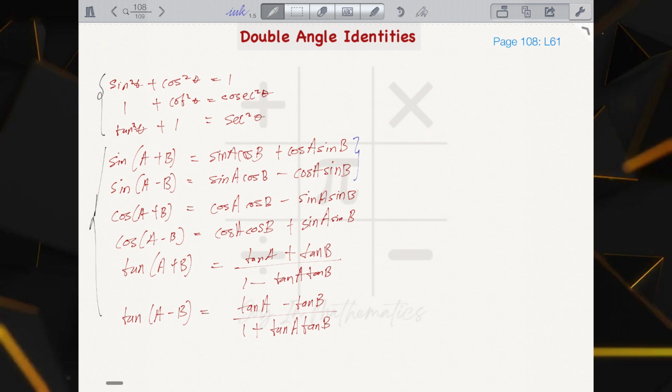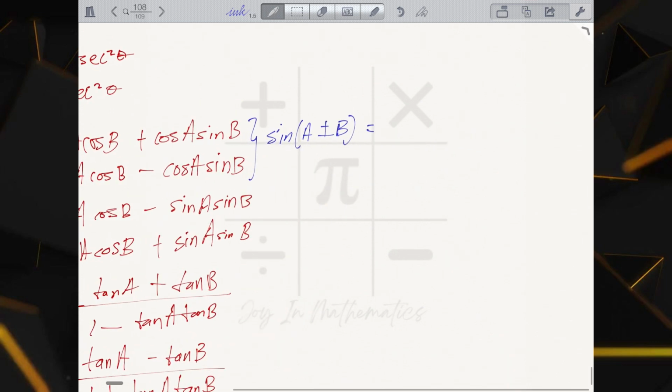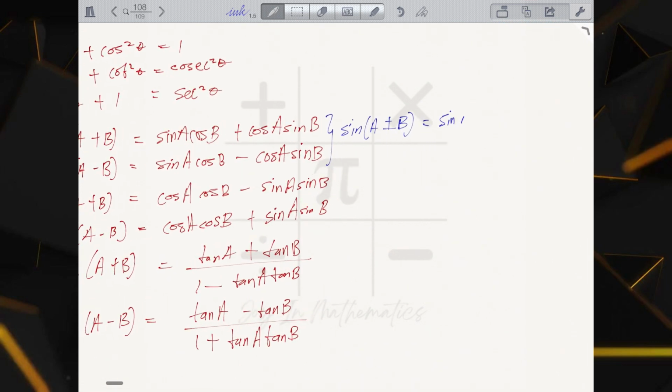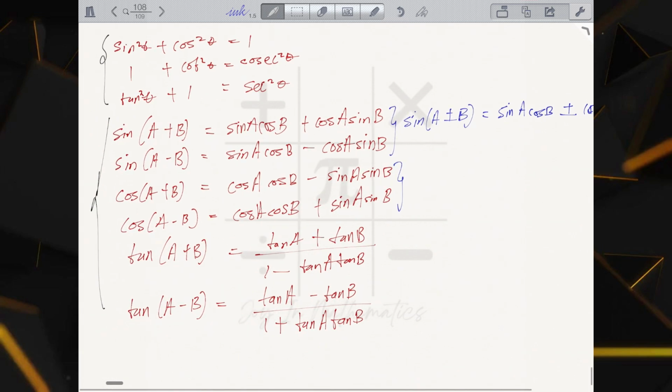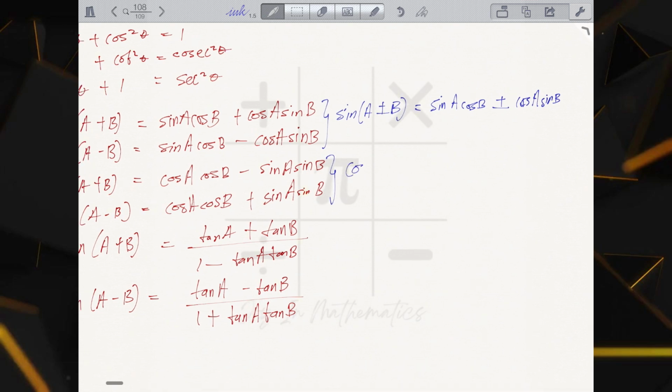Okay, we want to reduce this into 2, so we have sine of A plus or minus B is equal to sine A cos B plus or minus cos A sine B, because we're combining this together. Similarly for cos A plus B and cos A minus B, so that's cos of A plus or minus B. We can say that for the positive sign we have negative, and for the negative we'll have positive. So it will be cos A cos B, negative for the positive and positive for the negative, sine A sine B.